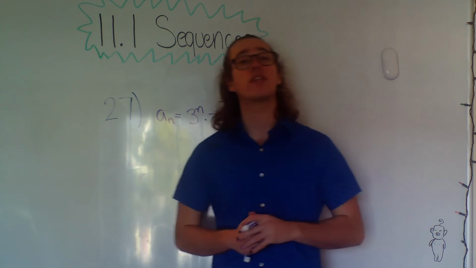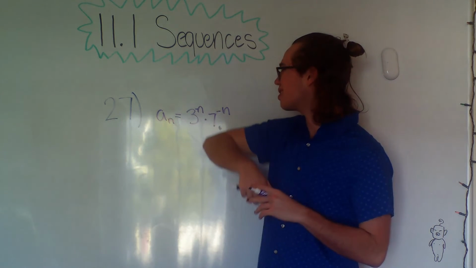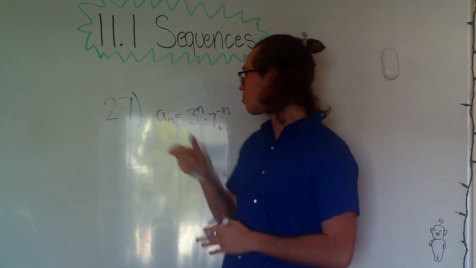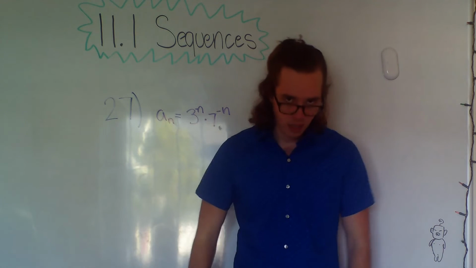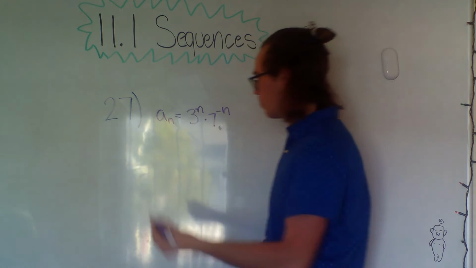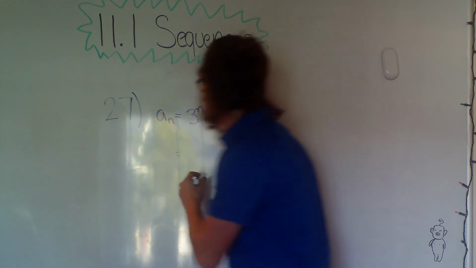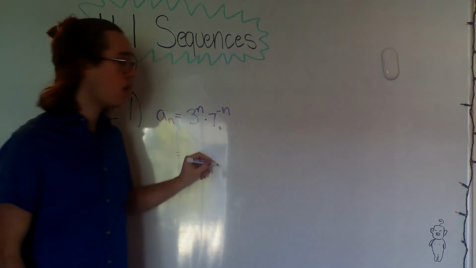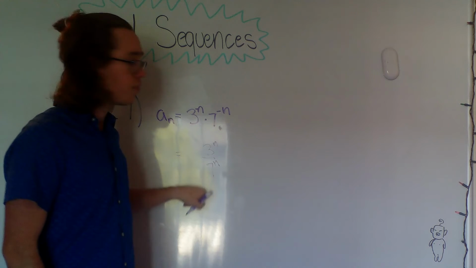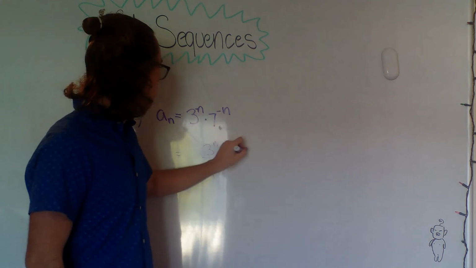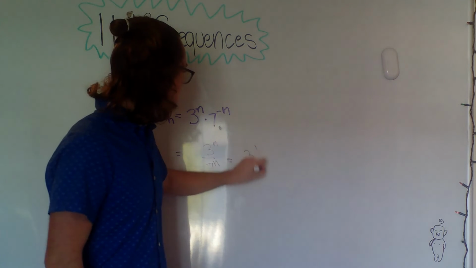What it says is figure out if the sequence is convergent or divergent. And so we look at this, and we're like, okay, we got a 3^n times 7^(-n). How can we rewrite that? Well, this is obviously 3^n over 7^n, which is equal to (3/7)^n.